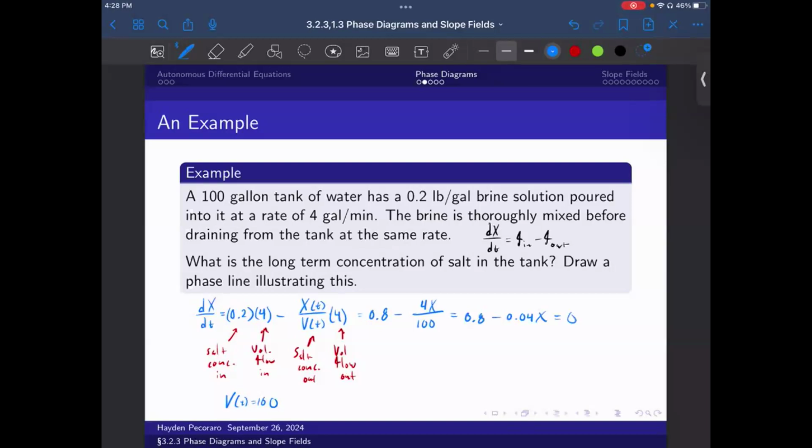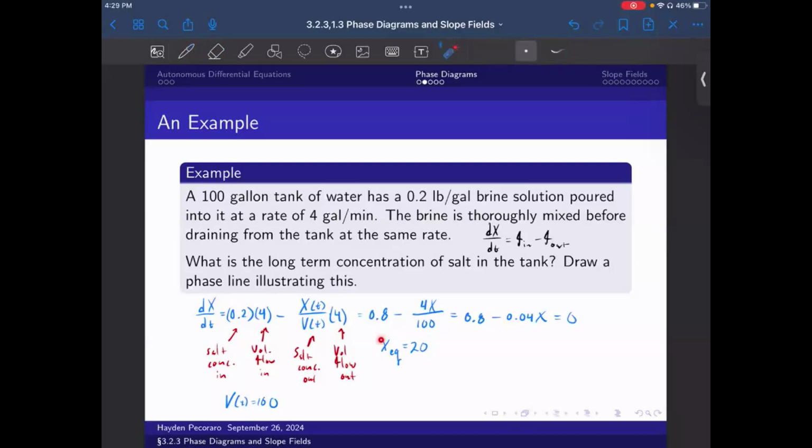Okay, so now I can find my equilibrium solution because I have a formula for the derivative here. And I solve that for x and get, let's see, what did I get over here? I think I got 20. So 80 divided by 4, yeah, it's 20. So x equals 20 is our equilibrium solution. Let's call this x eq equals 20.